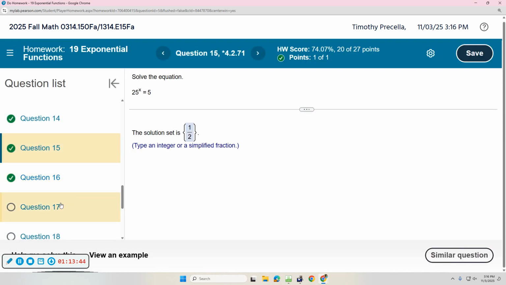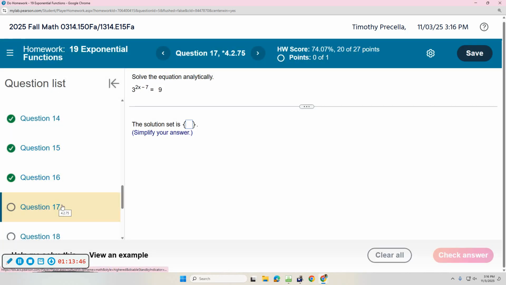Number 17. Okay, 3 to the 2x minus 7 is equal to 9.